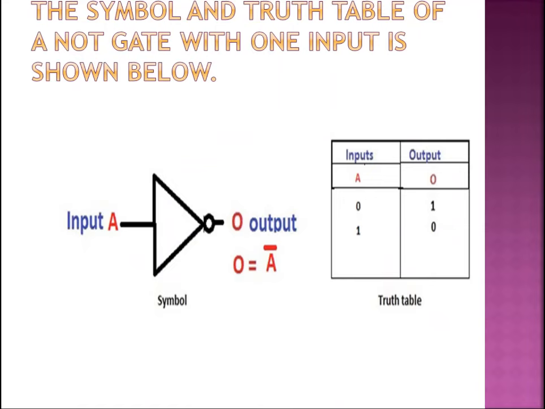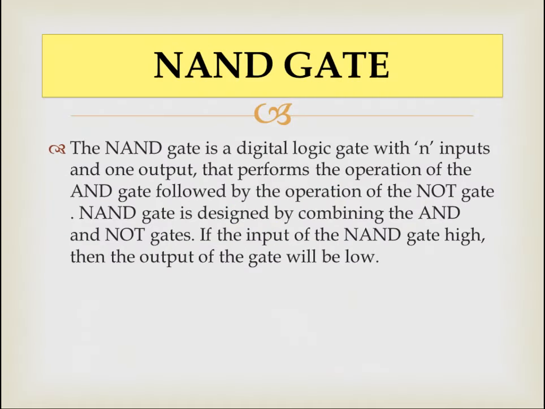Here is the symbol of the gate. See, there is only one input, and the output you see. So, see the mathematical formula and the table. If the input is 0, it will give us 1, but if the input is 1, it will give us 0. Okay, the next one is the NAND gate.